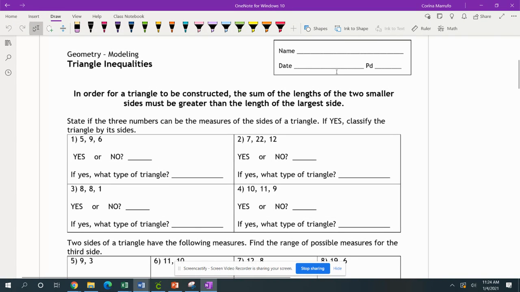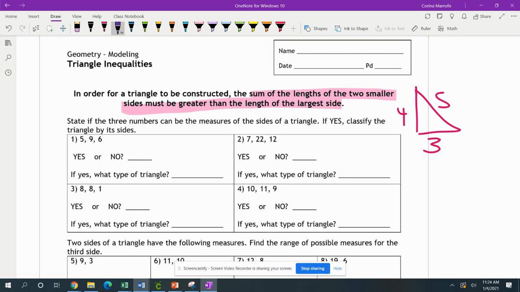Okay, so in order for a triangle to be constructed, the sum of the lengths of the two smaller sides must be bigger than the length of the largest side. So if we have, for example, here, I'm just going to do one of my basic triangles, my 3, 4, 5 triangle. These two legs, when you add them up, need to be greater than the third leg. So the 4 and 3, when we add it up, gives us 7, and that should be greater than the longest leg, which is 5. If it's not greater than, then you are not going to be able to make a triangle with it. The legs are going to be too short.